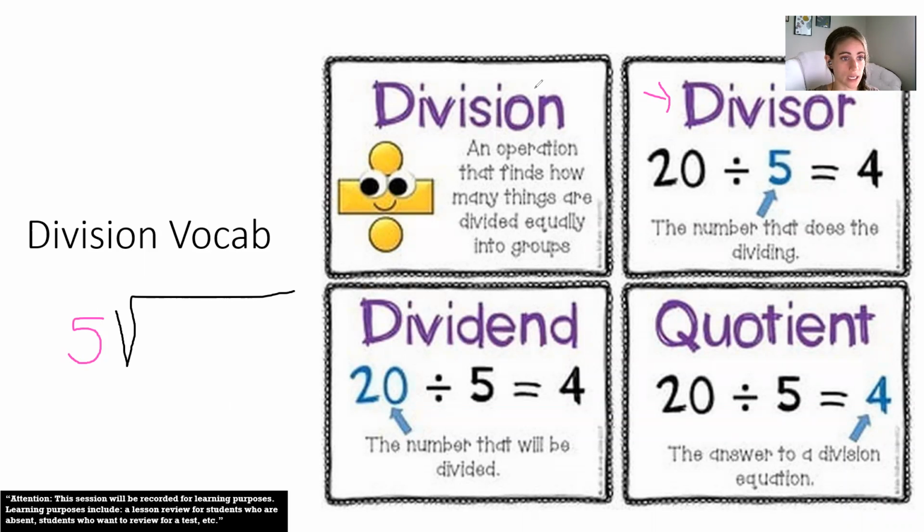Then our dividend, so down here, our dividend, that is the number that we are dividing. That goes on the inside of our division bar. And then last but not least, our quotient is the answer. Our quotient is the answer to a division problem. So the divisor is on the outside. It's what you're dividing by. Your dividend is on the inside. It's what's being divided. And then your quotient is your answer.